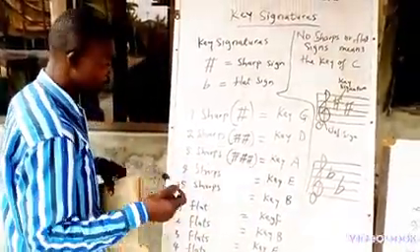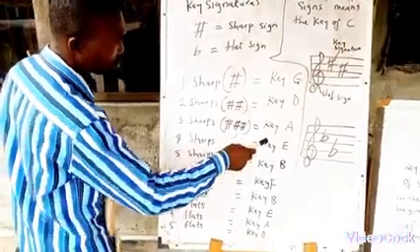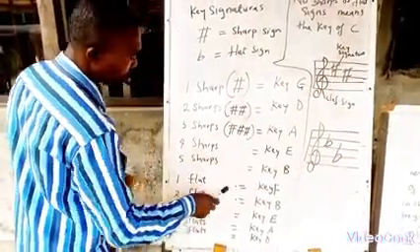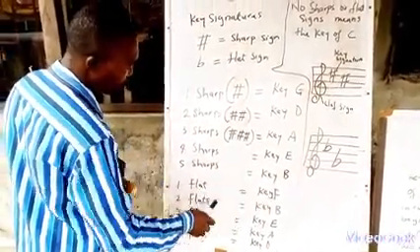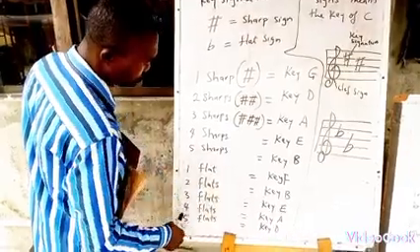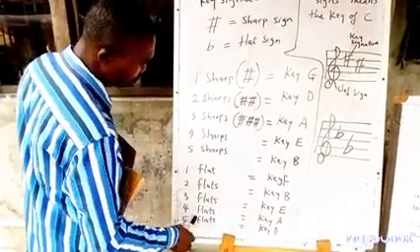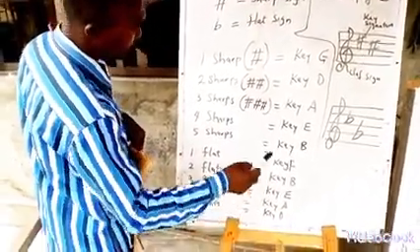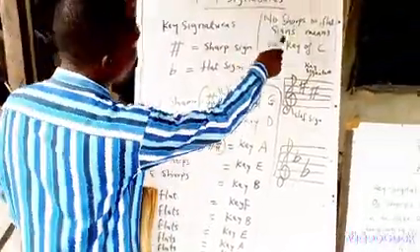Whenever you have them, if you have only one flat, not two, it is called key of F. Two flats, key B flat. Three flats, key E flat. Four flats, key A flat. Five flats, key of D flat. No flat sign is called key C.